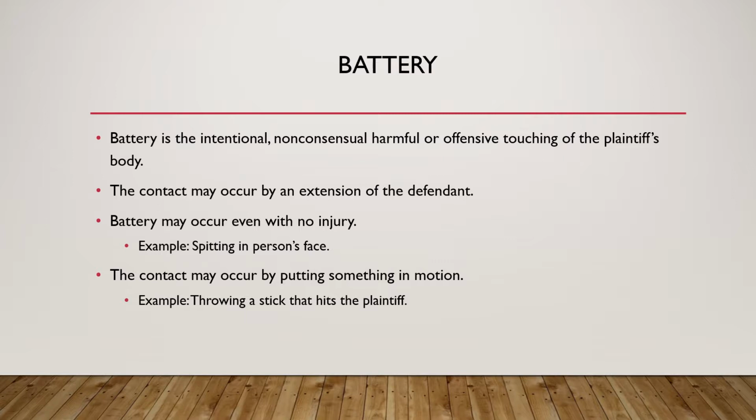And like we talked about, the contact may occur by putting something in motion, and that's the example of throwing the ball or throwing a stick that hits the plaintiff.